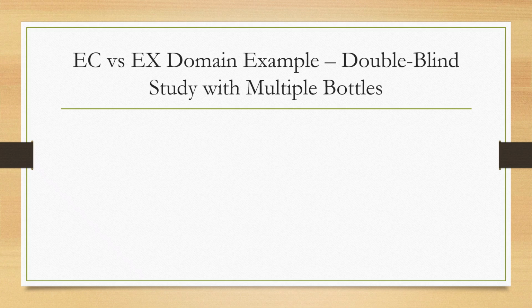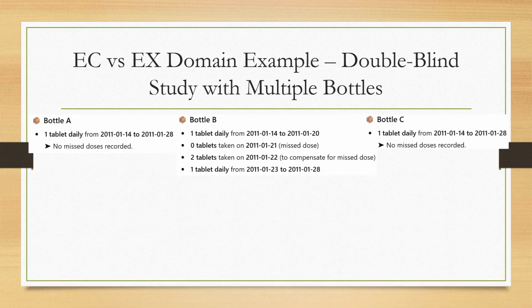Now let's take another example in which we are again discussing a double-blind study, but in this case, the subject is given multiple bottles from which he has to take the dose. So this is a study where we are comparing 10, 20, and 30 mg of drug X, taken once daily, versus the placebo dosing. The study treatment will be administered as one tablet each from bottle A, B, and C, taken together once per day. So now let's see one subject's example here.